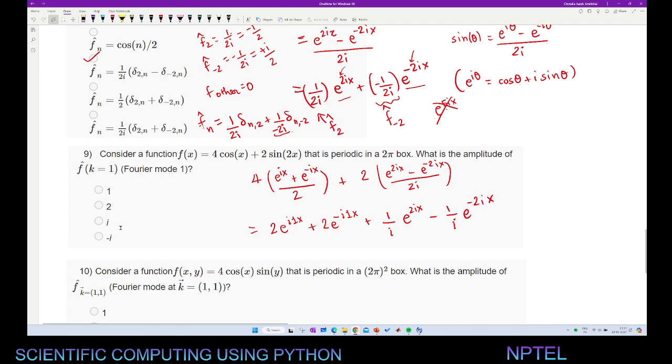Okay, so now we are asked k is equal to 1.